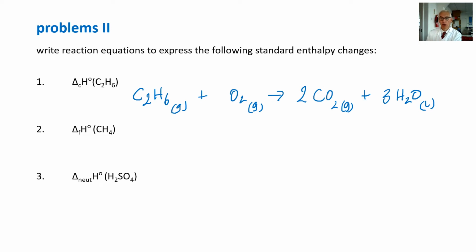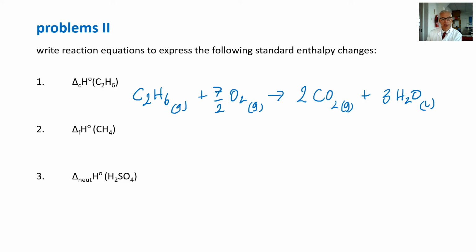We've got 4 oxygens associated with carbon dioxide and 3 oxygens associated with water, so that's 7 oxygens. So we write 7 over 2 O2, so 7 over 2 times O2 gives us 7 oxygens. Why don't I multiply through by 2? Because the definition involves 1 mole of ethane. So there is the correct equation that expresses the idea of the enthalpy of combustion of ethane.